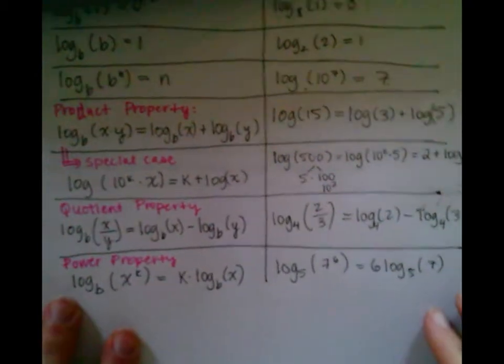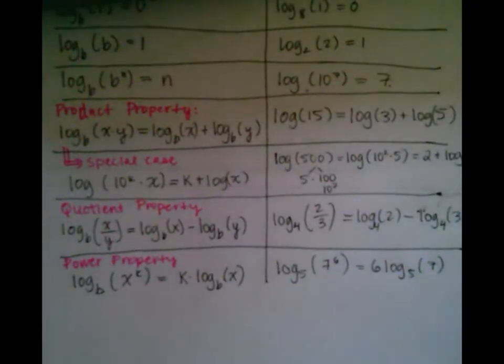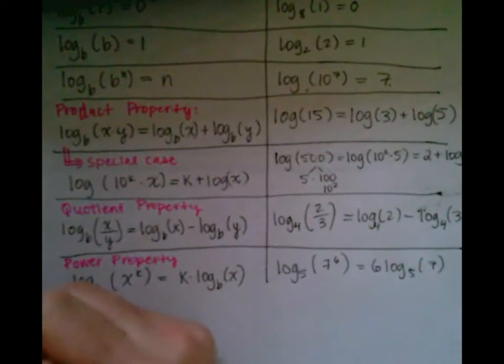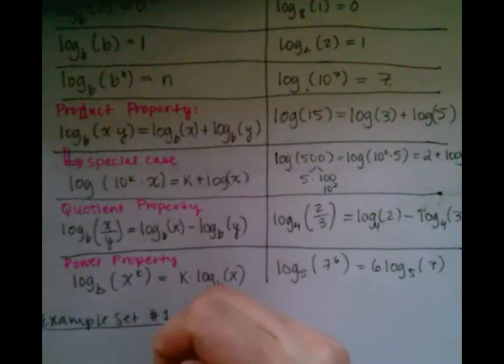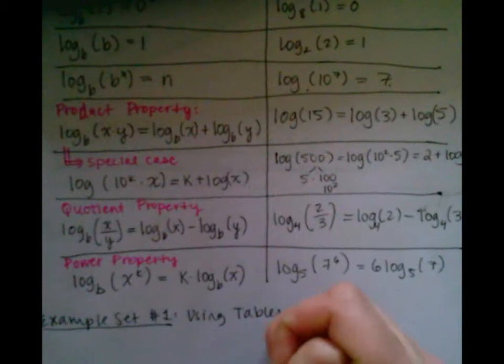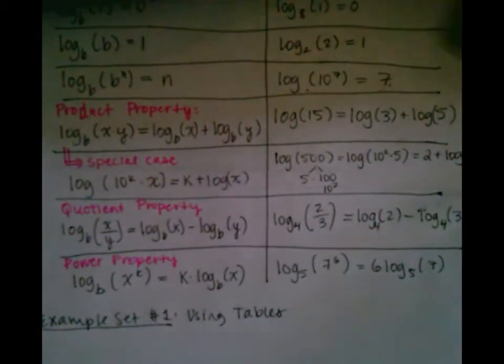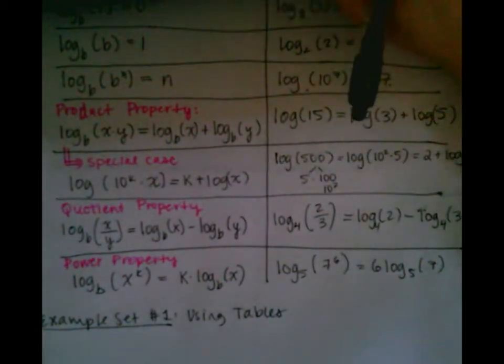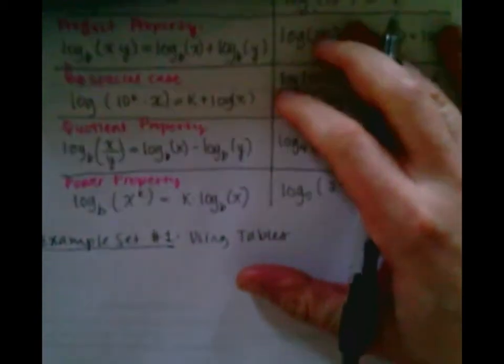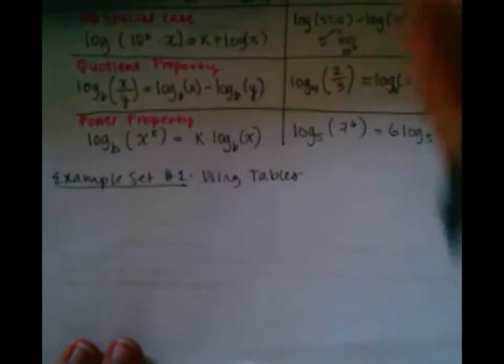Okay, so now that we have all of these properties written down, we're going to look at some examples. We're going to have examples in sets. So we're going to say example set number 1. These are all going to be using tables. That would be similar to what we were doing in class today, where we had a chart and we were using the values in the chart to determine specific values of the logarithm.